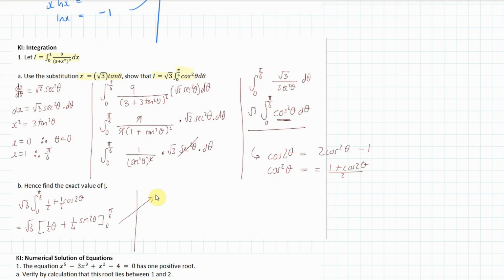Now when we do this, we get square root 3, open up our brackets, pi over 12 plus square root 3 over 8, minus, and then in the next bracket is just zeros, 0. Once we plug all of this in the calculator, I was getting square root 3 pi over 12 plus 3/8.